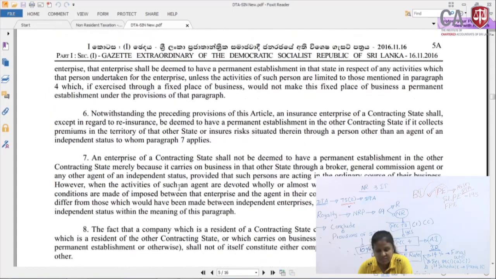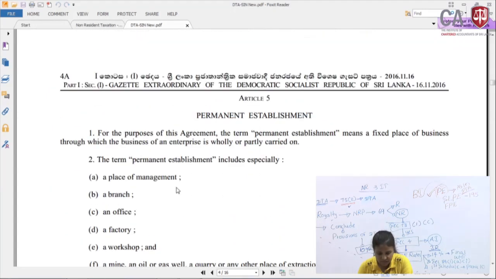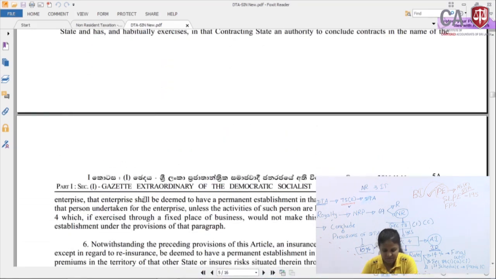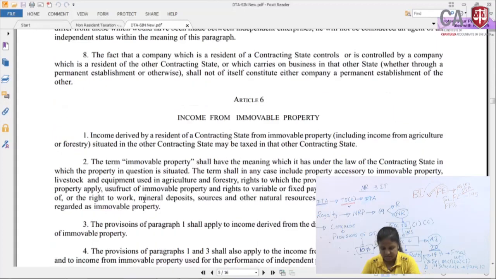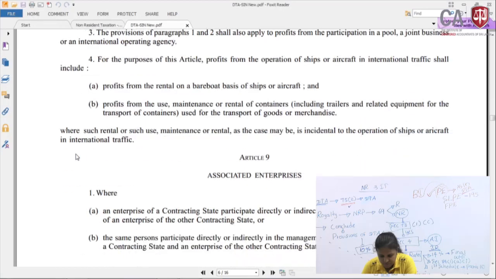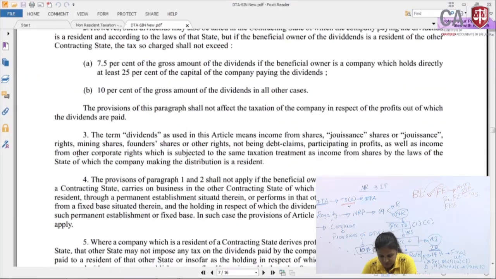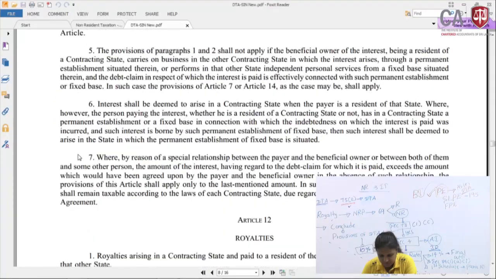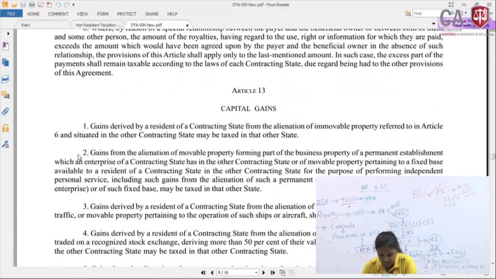Then these are the things I need to discuss with you all under Article 5, permanent establishment. All the important things I have discussed taking into consideration the treaty, okay? Then next one, Article 6, again very important, talking about income from immovable property. And with this article, I need to go to, if I'm not mistaken, Article 12. It's not Article 12. Article 13, capital gains, okay?